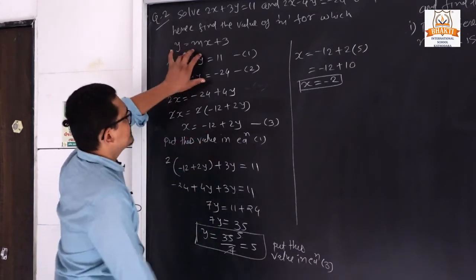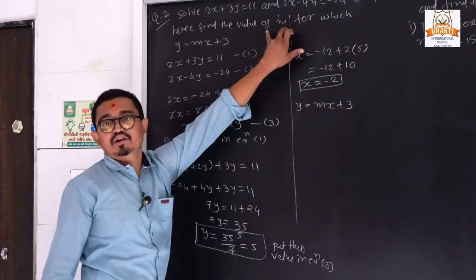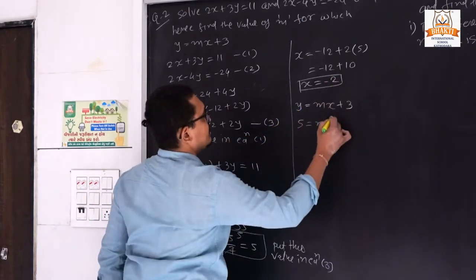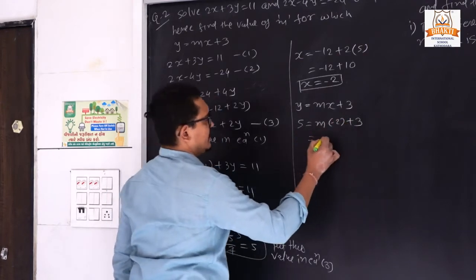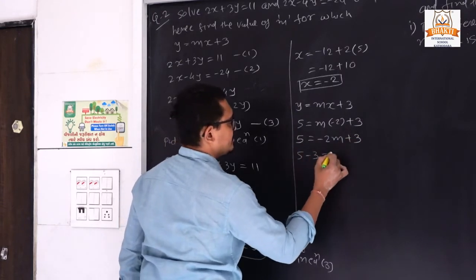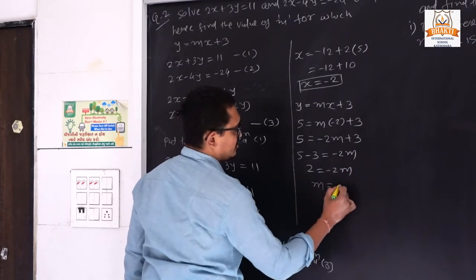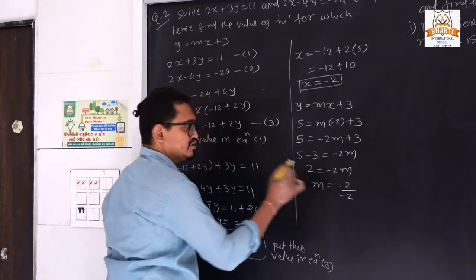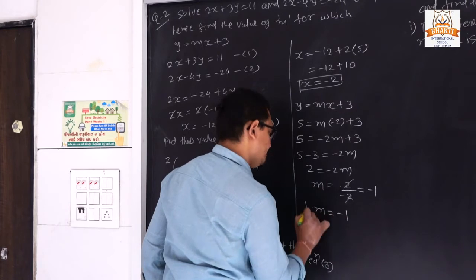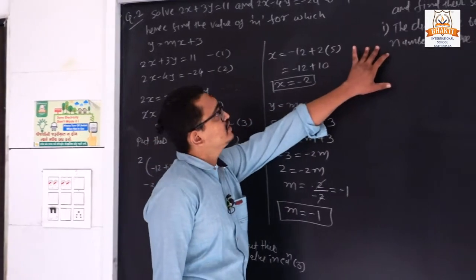So we will put in this situation mx plus 3, because here we want to find the value of m. So y is replaced with 5 and x is replaced with minus 2. So minus 2m plus 3, and this 3 is going second side, so it become minus. So 2 is equal to minus 2m. So m is equal to 2 upon minus 2, because this minus 2 is going second side. So 2 cut. So what is the value of m? It is minus 1.